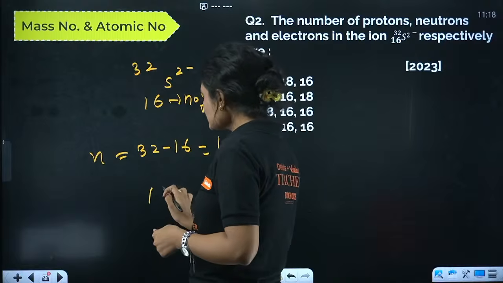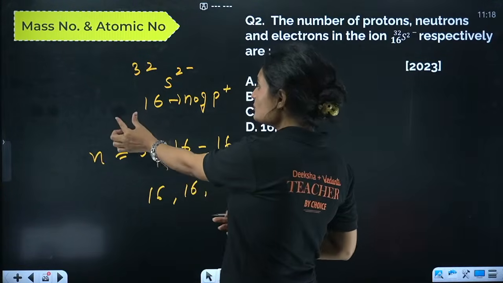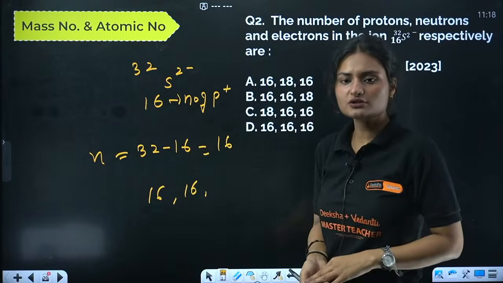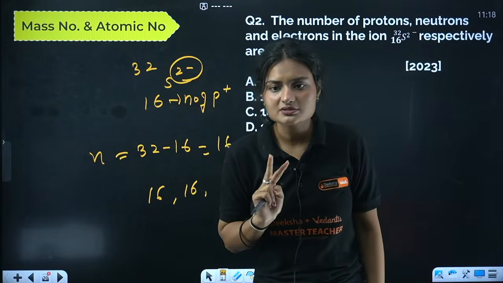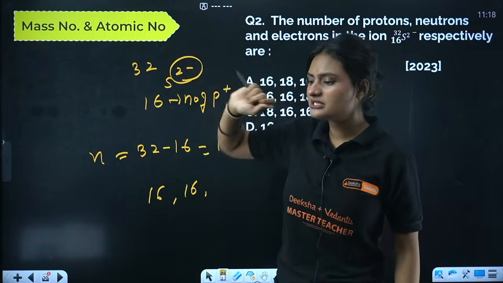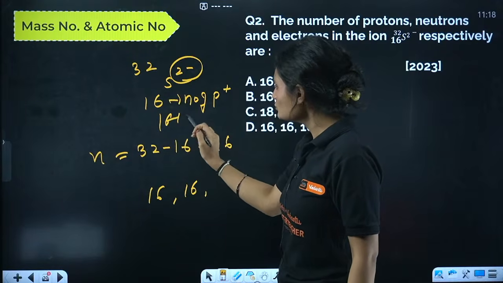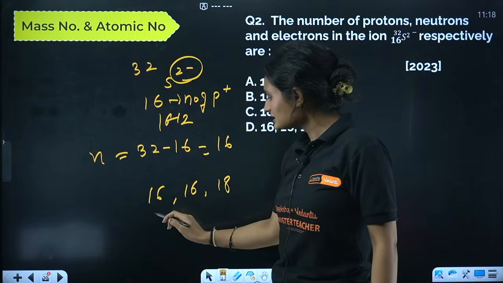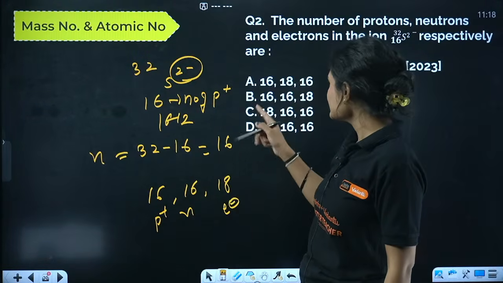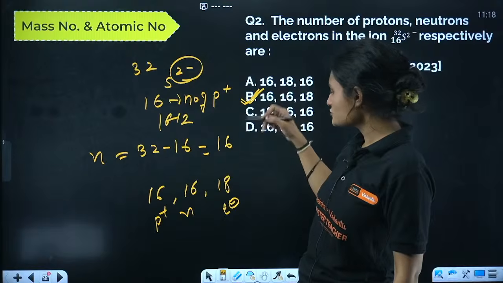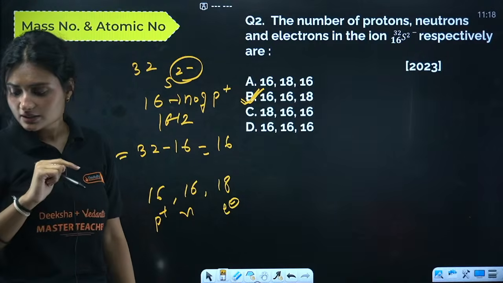So number of protons is 16, number of neutrons is 16, number of electrons is what? Number of protons is equal to number of electrons, but it has a charge of -2 also. That means 2 extra electrons are there. So that is 16 plus 2, which is 18 electrons. The correct answer is 16, 16, 18, which is option B. And the majority of you are answering option B. That means you understand it.